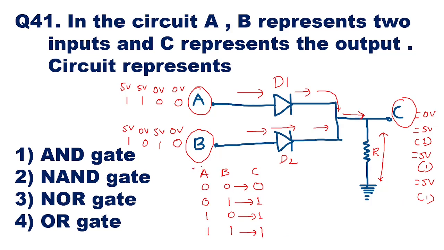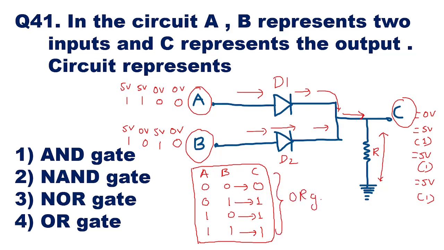Now if you see this combination of inputs and outputs, it is called a truth table. When the input is 0, 0, output is 0. When the input is 0, 1, output is 1. When the input is 1, 0, output is 1. And when the input is 1, 1, output is 1. That means the output C is low when both the inputs are low, and the output C is high when one of the inputs is high or both the inputs are high. Now this definition is for the OR gate.